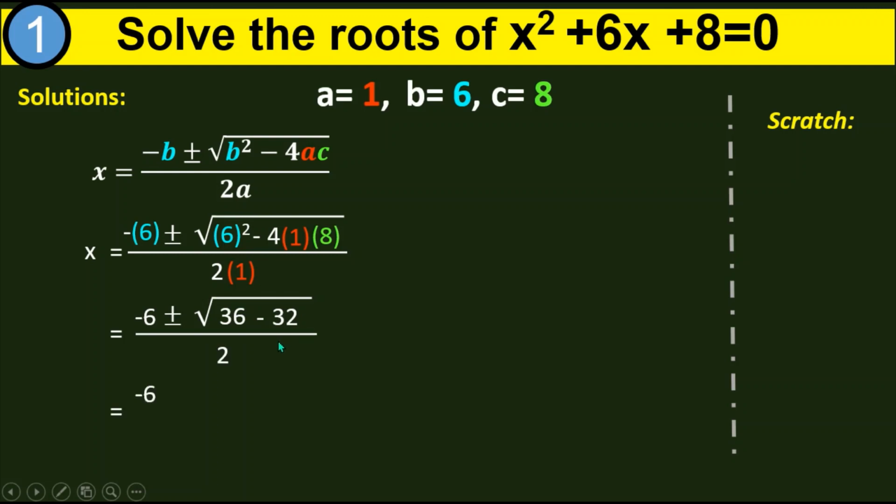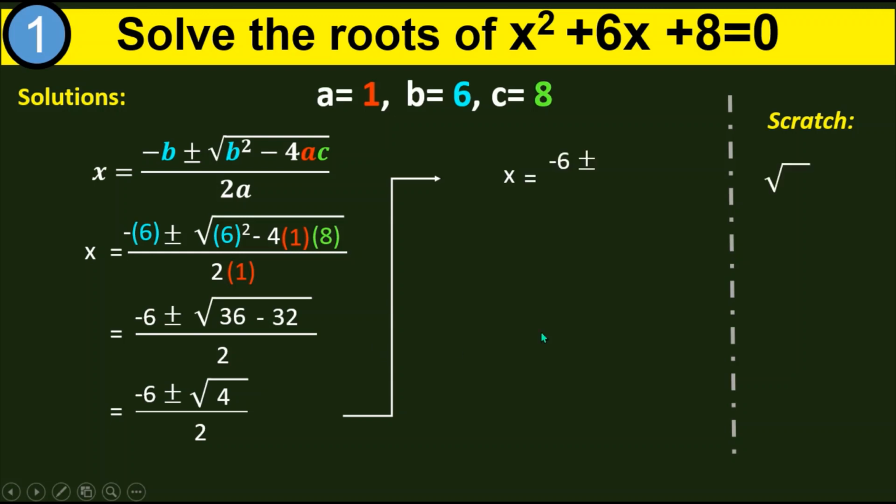So we have negative 6 plus minus square root of 36 minus 32 is equal to 4, all over 2. So simplifying further, we all know that the square root of 4 is equal to 2. We have negative 6 plus and minus 2, all over 2. So, since tapos na natin i-simplify yung ating radical expression, pagsamahin natin yung numerators and paghihiwalayin natin na yung isa ay plus and yung isa ay minus.